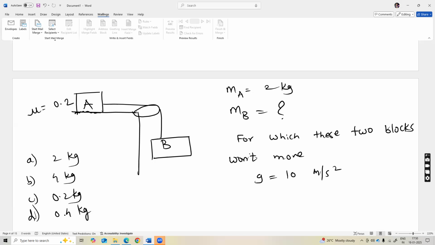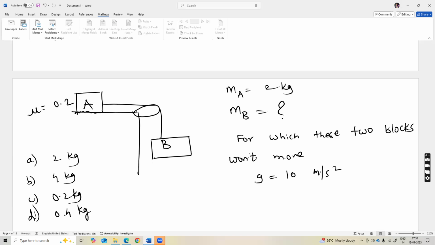So here also we can apply the same concept. We have to find the maximum mass of B for which this system will not move. Block A is not moving because of friction. Unless the applied force overcomes the limiting friction, block A will not move. We just have to consider when the applied force is equal to the limiting friction. If it is more than the limiting friction, then only block A will move. So let's equate the limiting friction with the tension in the string.